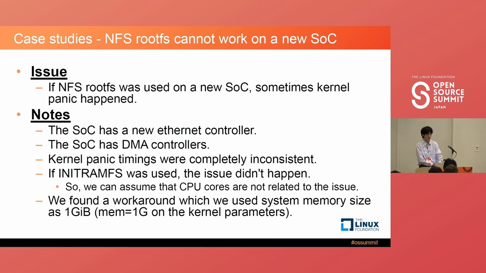The SoC has a new Ethernet controller, and the SoC has DMAC controllers. The kernel panic happens completely inconsistently. This means the kernel panic randomly happened when booting. But if we use initramfs, the issue doesn't happen. So we can assume that these CPU cores are not related to that issue.